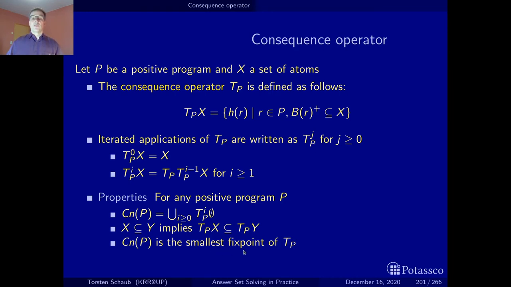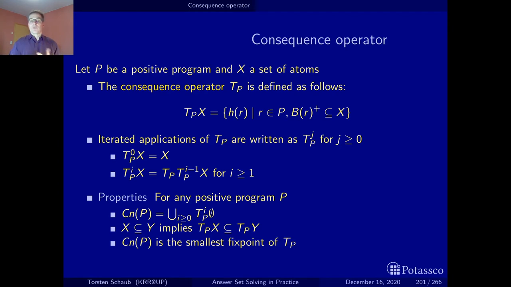that the smallest fixed point of the operator TP equals the union of all iterated applications, and these are of course the consequences of our positive logic program, or you may remember, the smallest model of the positive logic program P. Okay, so this is more or less recapturing a notion that we already saw in the introductory section, but now nailed down, made precise with this mathematical characterization.